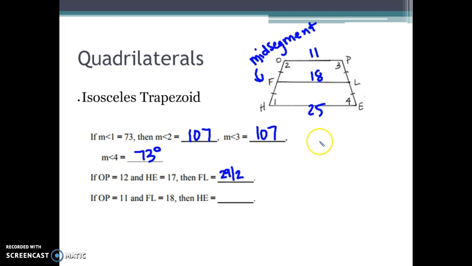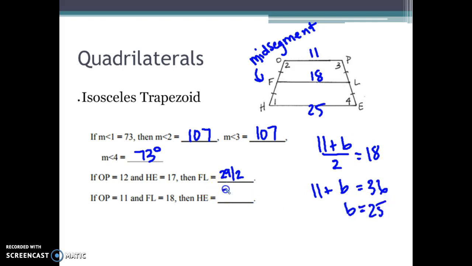Or you could write that equation and say 11 plus my other base over here divided by 2 has to give me 18. So then we times it by 2. So 11 plus B equals 36. And then 36 minus 11 is 25. Right, but the easier route is just to know that the midsegment is right in the middle of the two bases.